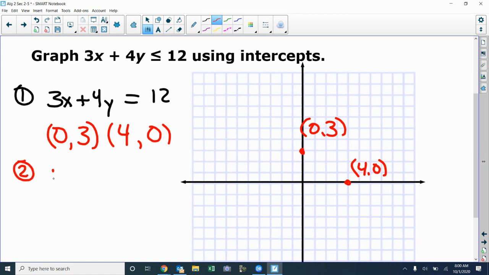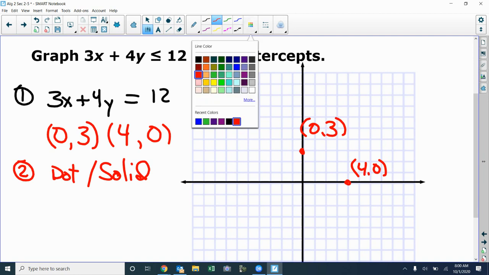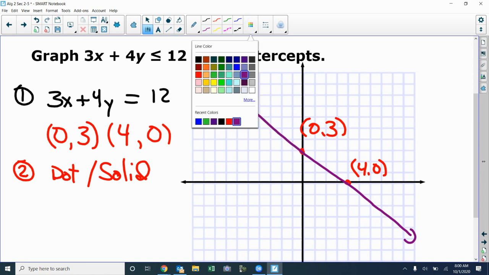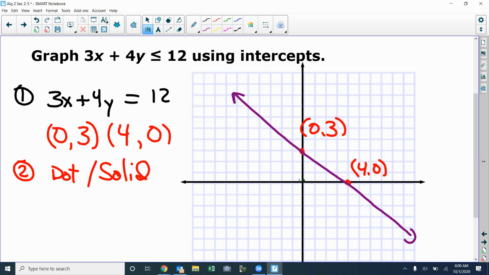Step 2. Dotted or solid? What is this one? Solid. Step 3, search for that true side, but I got zeros here. Going back to the inequality, so put zeros in for x and y, I'm gonna get 0 on this side.